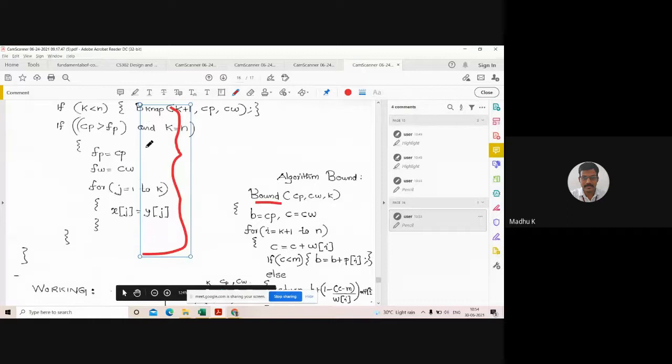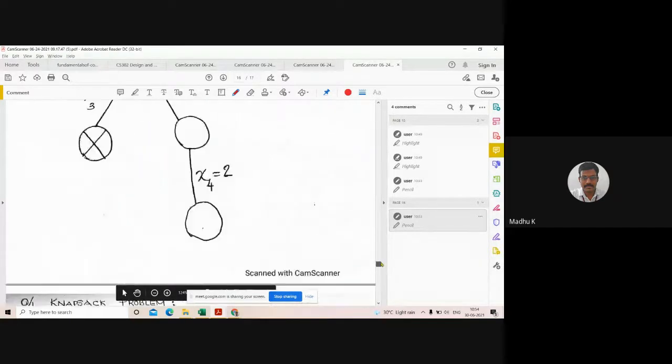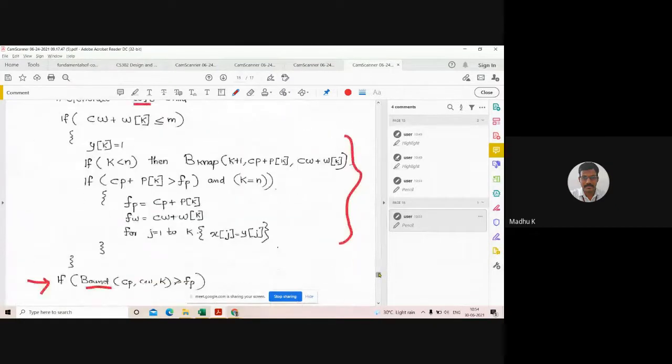This is the code in that. We can discuss that later. Then the bound function in this problem is also defined here. This is the bound function. This is the structure of this algorithm of solving the 0/1 knapsack problem using backtracking.